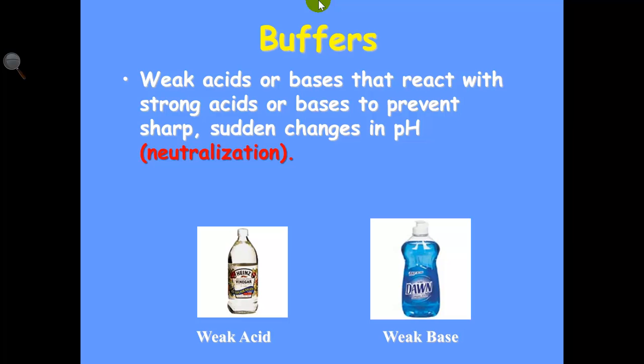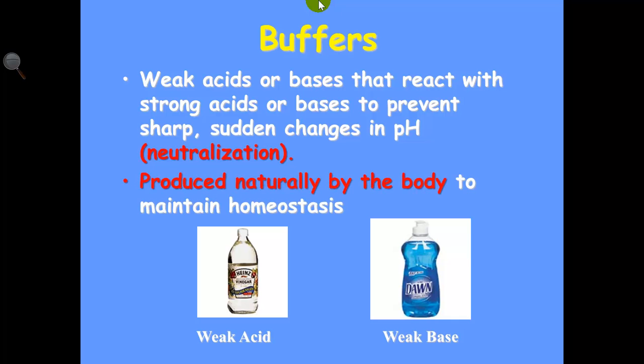All right, so there goes your examples. You have a weak acid, like vinegar, and a weak base, like Dawn dishwashing liquid. Those are both weak acids and bases, and those can be used as buffers. Buffers are also produced by our body, in a natural way, in order to help maintain homeostasis.